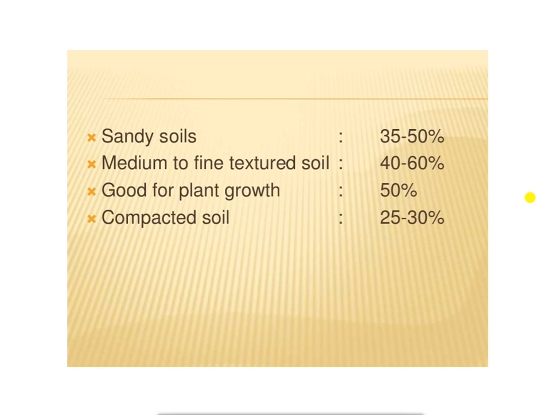Then the pore spaces or aeration percentage of different soils. Sandy soils, which is the most important component, have 35 to 50%. Then medium to fine textured soil has 40 to 60%. Good for plant growth is almost 50%. And compacted soil has a percentage of soil air of 25 to 30%.